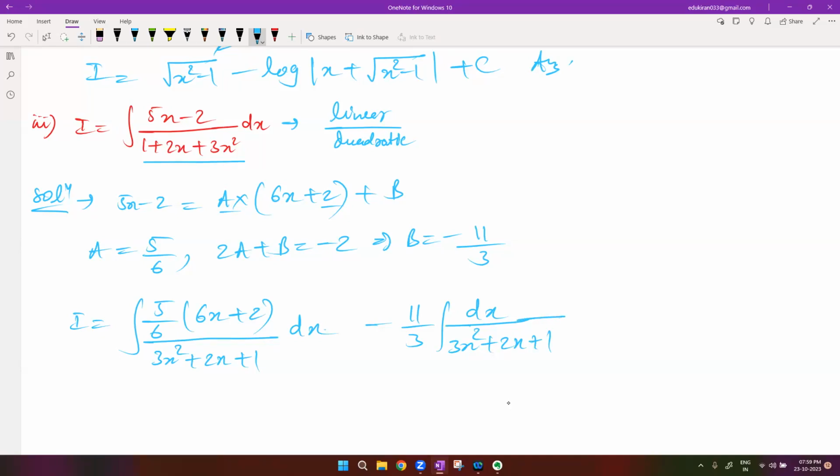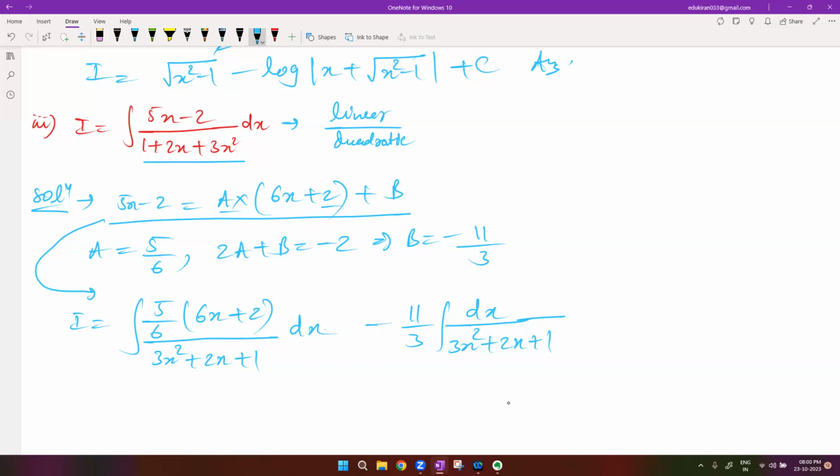Can we write it like this? Because 5x minus 2 can be written as a times (6x plus 2) plus b, which is 5 by 6 into (6x plus 2) plus b. B is minus 11 by 3. So I've used it here. Okay, everybody okay with this? If you are facing any problem here, please try to ask me. Don't worry about it.